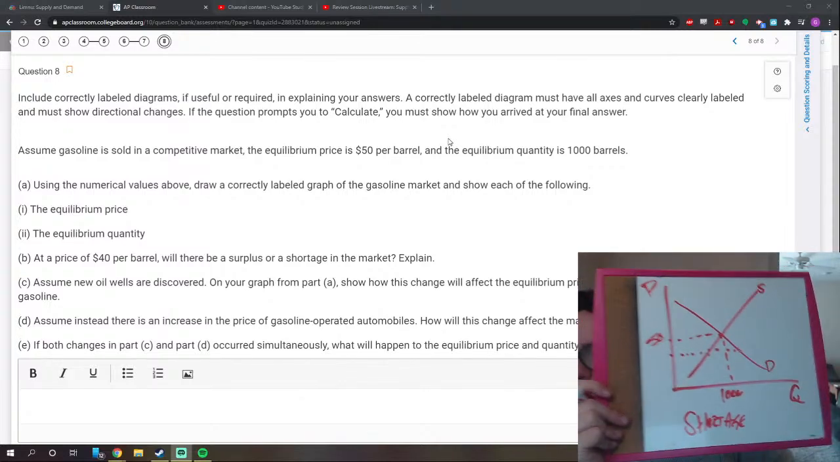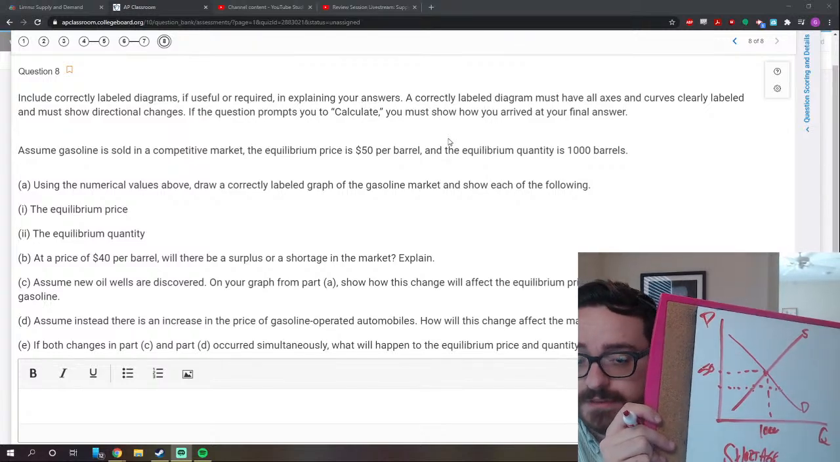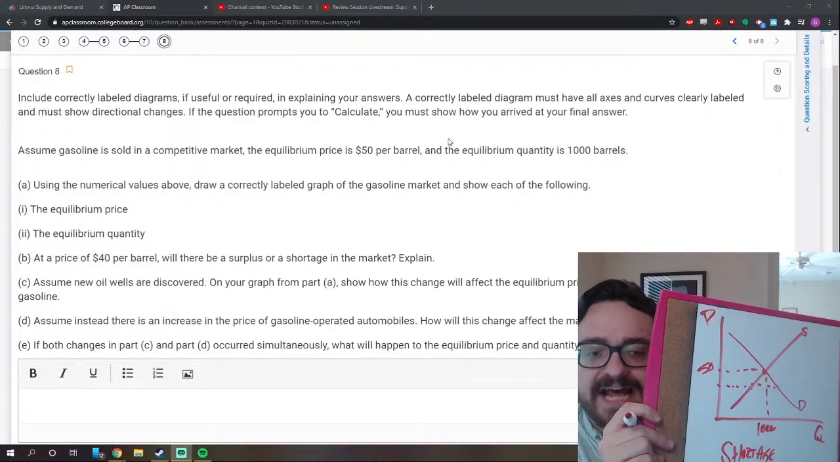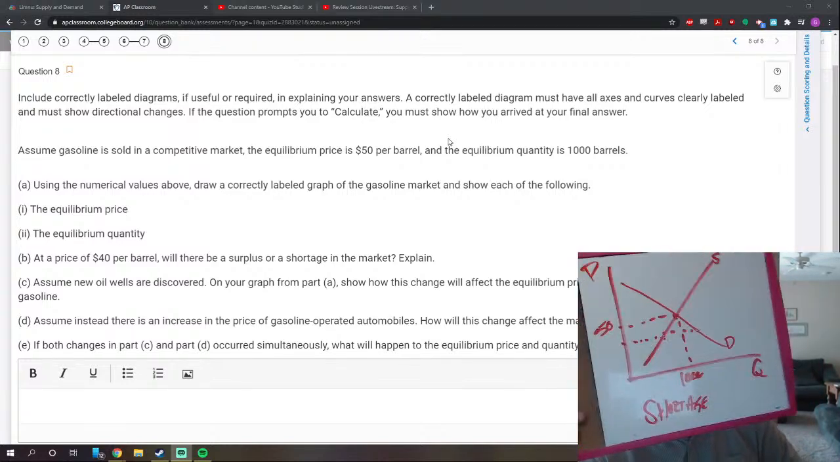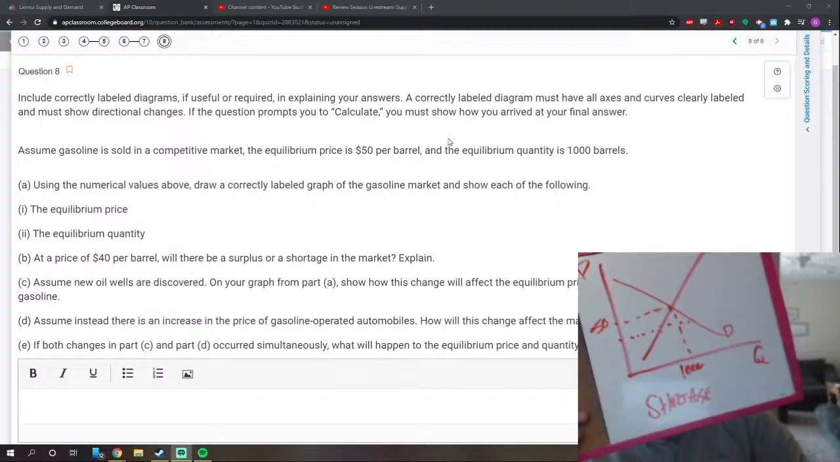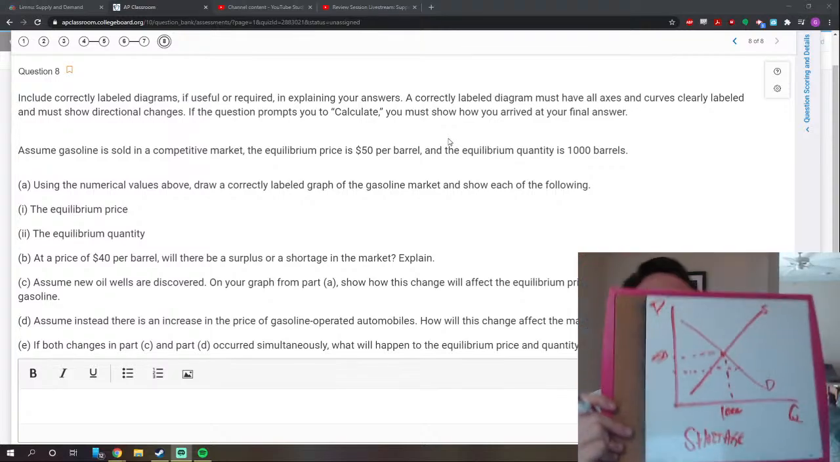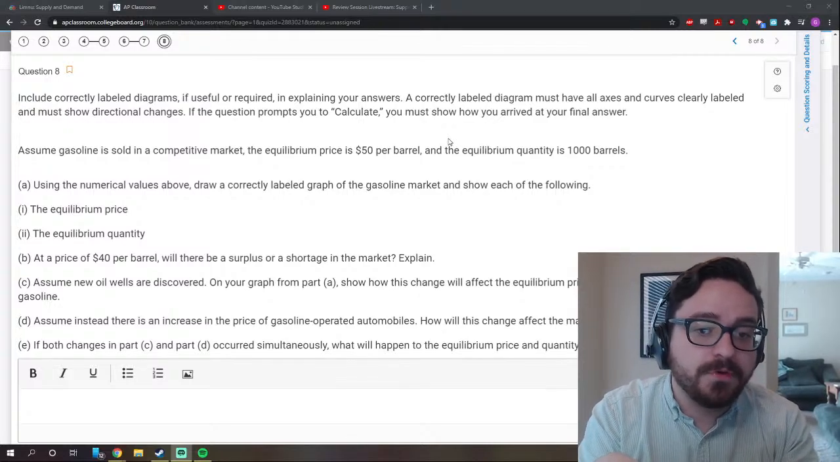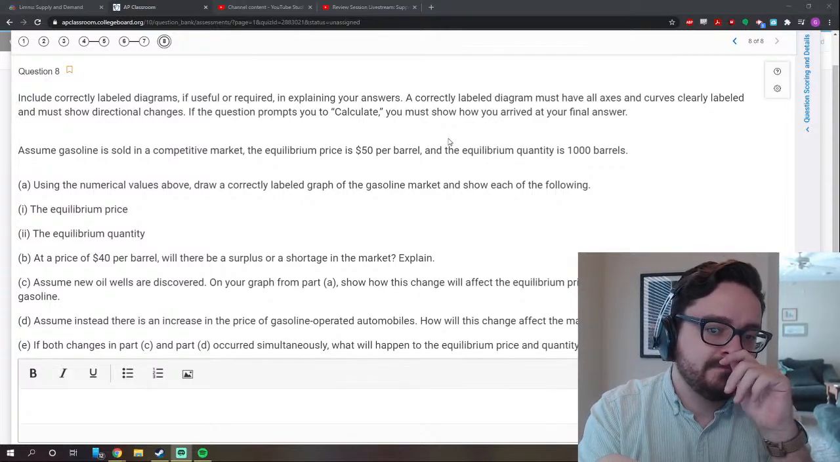And you could probably get away with saying because the price is below the equilibrium price, but I don't think that's enough. I think you would have to say, because at that low price, the quantity demanded will exceed the quantity supplied, or in normal words, people will want to buy more than what businesses will want to produce. That would create a shortage.